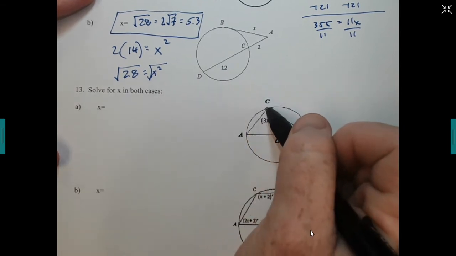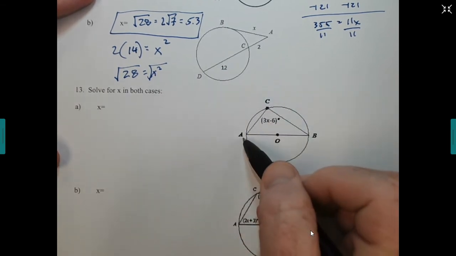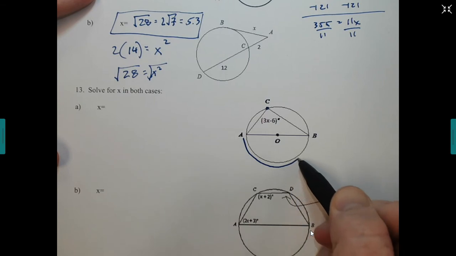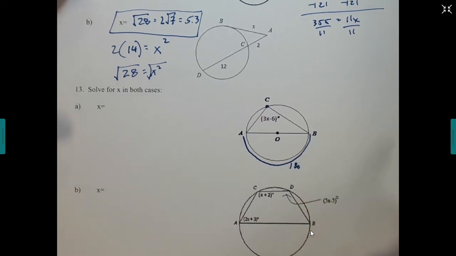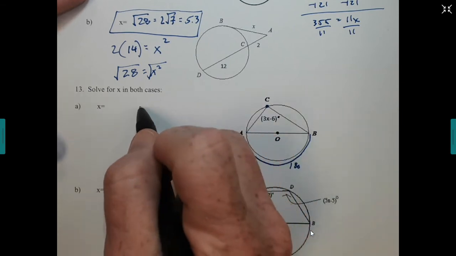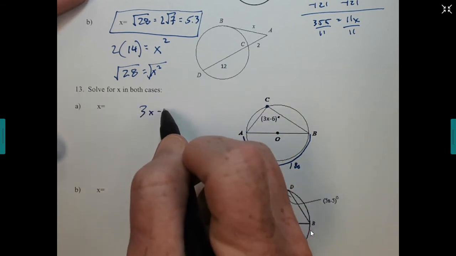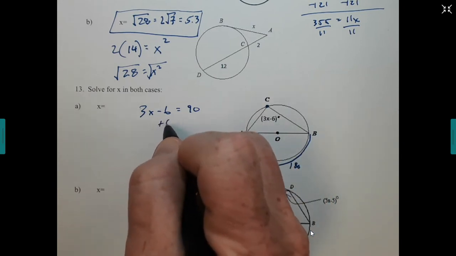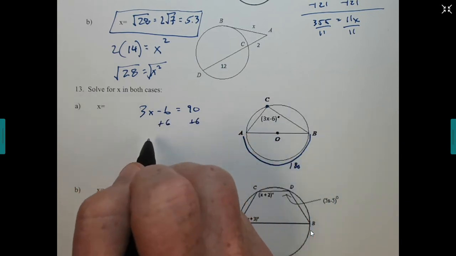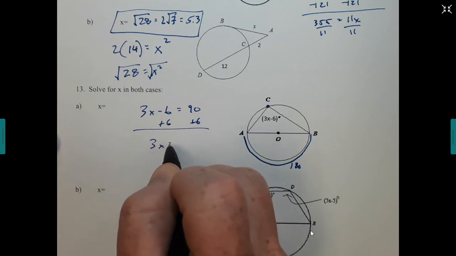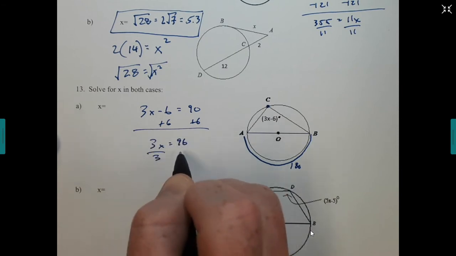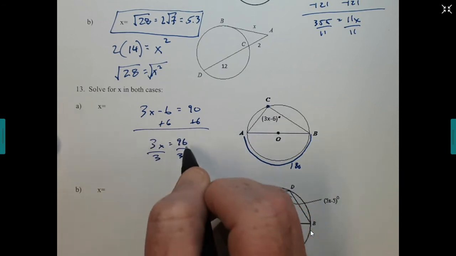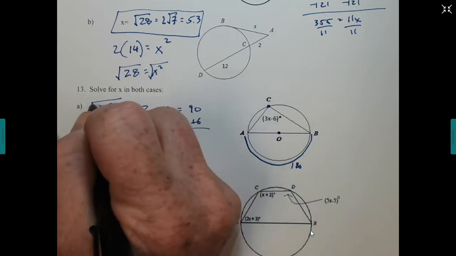This is an inscribed angle. The inscribed angle's arc goes from here to here, which is half of the circle. It's 180 degrees. That means the angle's got to be half of that. So 3x minus 6 better equal 90 degrees. Add 6 to the other side. Divide by 3. I get 32.